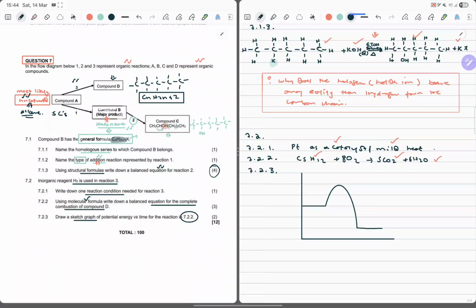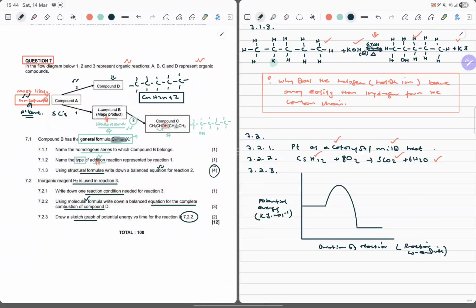This is the one. It's an exothermic type of reaction. So we know that this is potential energy. This is kilojoules per mole. And then this one is going to be the duration of the reaction. Sometimes we call it the reaction coordinate. Whatever suits your taste.